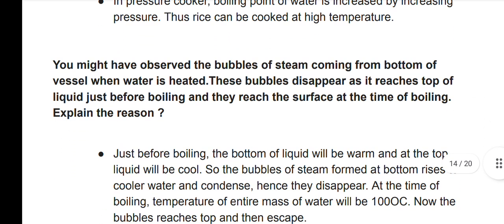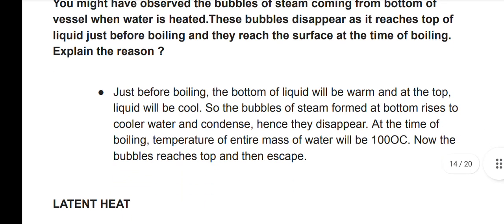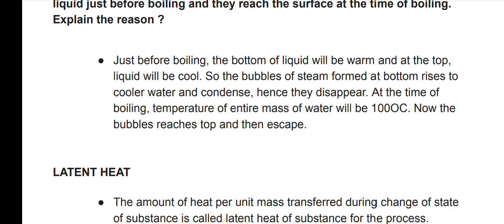You might have observed the bubbles of steam coming from the bottom of the vessel when water is heated. These bubbles disappear as they reach the top of the liquid just before boiling, and they reach the surface at the time of boiling. Explain the reason. Just before boiling, the bottom of the liquid will be warm and the top liquid will be cool. So the bubbles of steam formed at the bottom rise to cooler water and condense. Hence they disappear.